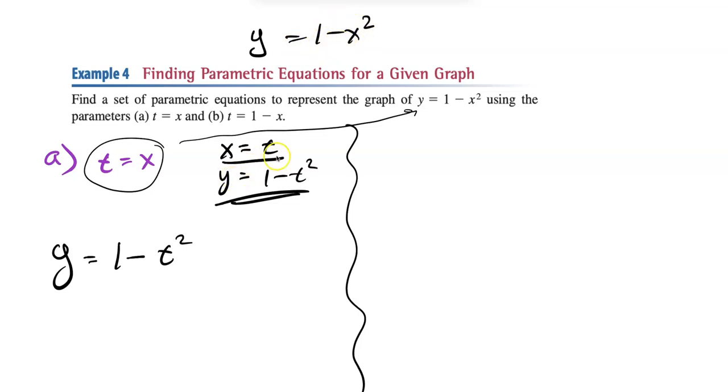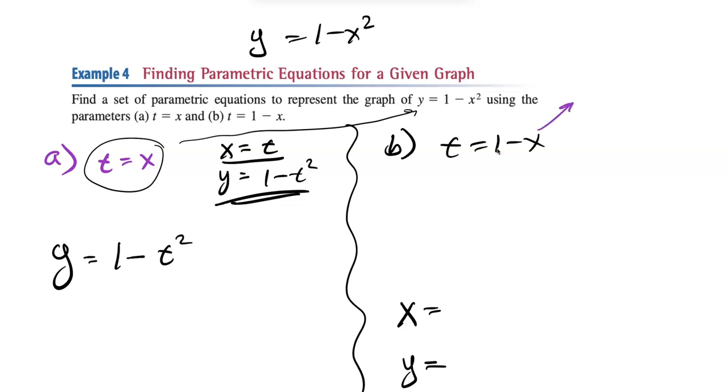You say x equals t. Now you know x is t, you plug it into here, and then you get 1 minus t squared. That's an easy one, right? That's too easy. Let's do b. In b, we're going to say t equals 1 minus x. So again, you can make whatever you want as the parameter. Once you set your parameter, then from there you have to solve for x and y. So we have to figure out what x and y is here. Well, x is easy. Just go get your parameter and solve for it.